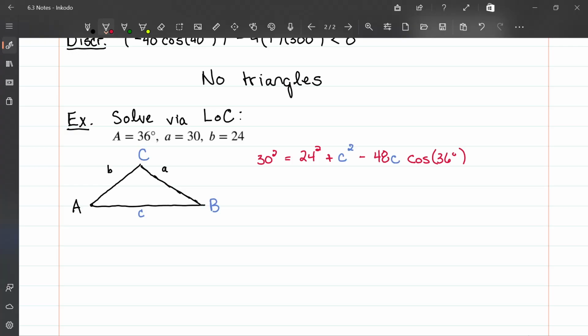30 squared is equal to 24 squared plus the unknown c squared minus 48 times c times cosine of 36 degrees. I also was sneaky and changed the color, but I want to do that so that we can work in a color that clearly distinguishes itself from our base information, and which also makes sure we know what is the unknown in this case. I'll go ahead now and recollect things so that we have our quadratic equation.